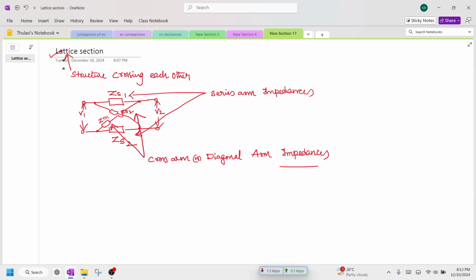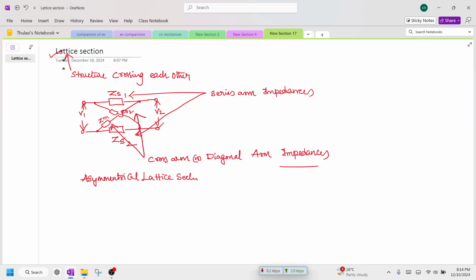Next, we want to identify whether it is symmetrical or unsymmetrical. This is ZS1, ZS2, which are two different impedances. This is ZD1 and ZD2, which are also unequal impedances. Symmetrical means that when you fold it in half, both halves are the same, but here they are not. Automatically, I can call this an unsymmetrical lattice section.